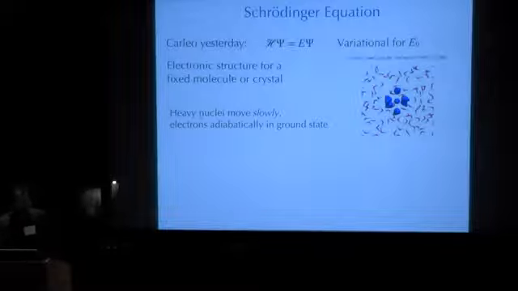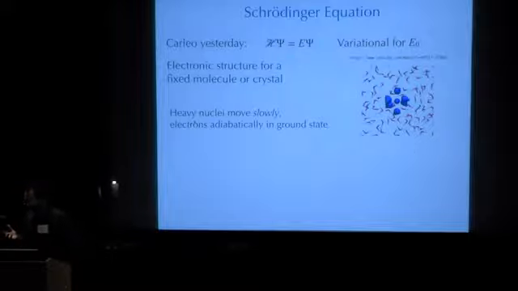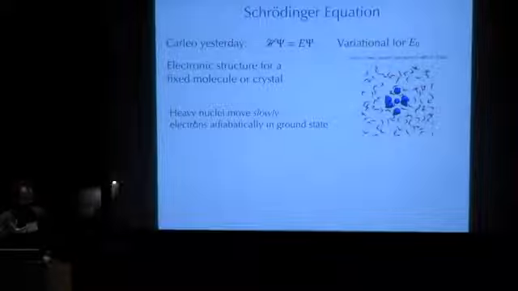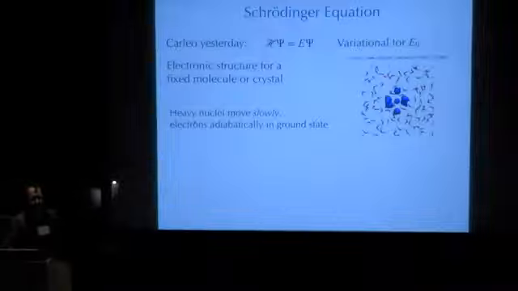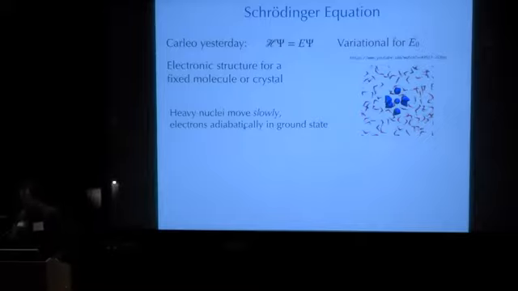And what you discover is that the nuclei are very heavy, so about 2,000 times heavier than electrons. So they move very, very slowly. So it's actually a very, very good approximation to think of nuclear positions and then the electrons go into the ground state, which is a hard problem. And then you want to move the nuclei by some small time step, perhaps. And then you have to solve the electronic problem again.